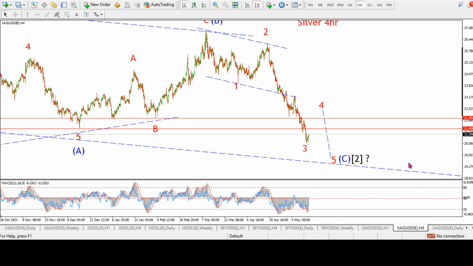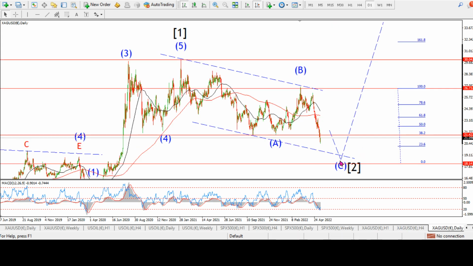I'm still looking at that kind of $19, 18 to 19 range, to complete this C wave and wave 2. And if you go to the daily count here, you can see that wave C and 2 is pointing towards the 18 to 19 level to complete. So 5 waves down in wave C, that's where I'm looking.